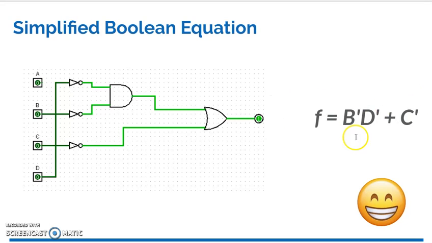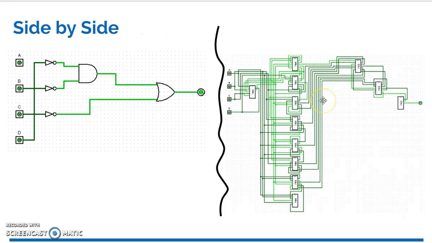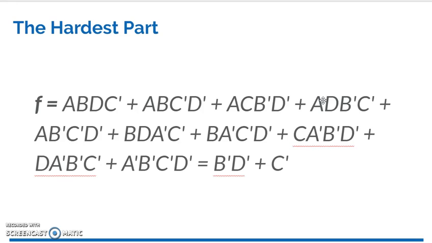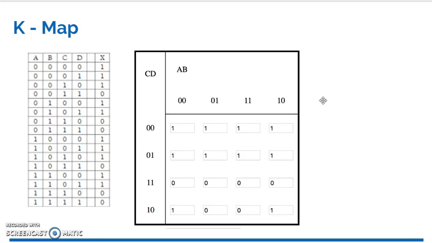Pretty easy. Here's the equation. That's better. That's how they look side by side. The hardest part is reducing the equation, and we'll show you how to do it through a K-map. This is how a K-map looks. This is the truth table.